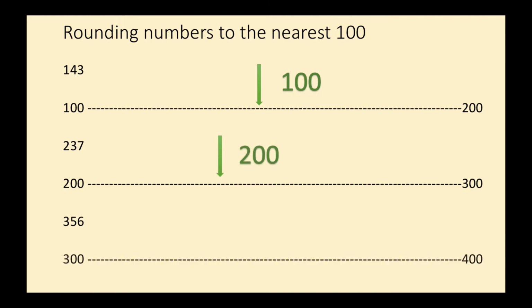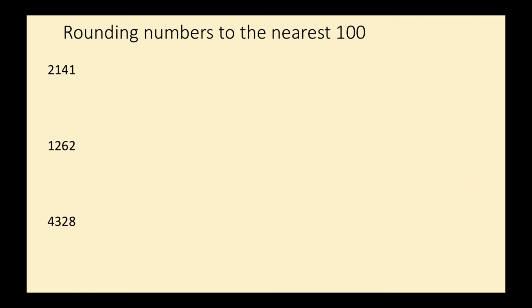Now 356 is between 300 and 400, and 56 is over 50, so it's over halfway, so we need to round it to 400. Okay, let's look at these numbers. We still have numbers rounding to the nearest 100, but now we're looking at numbers in their thousands. So 2,141 must be between 2,100 and 2,200. So remember, it's the 100 part we're looking at.